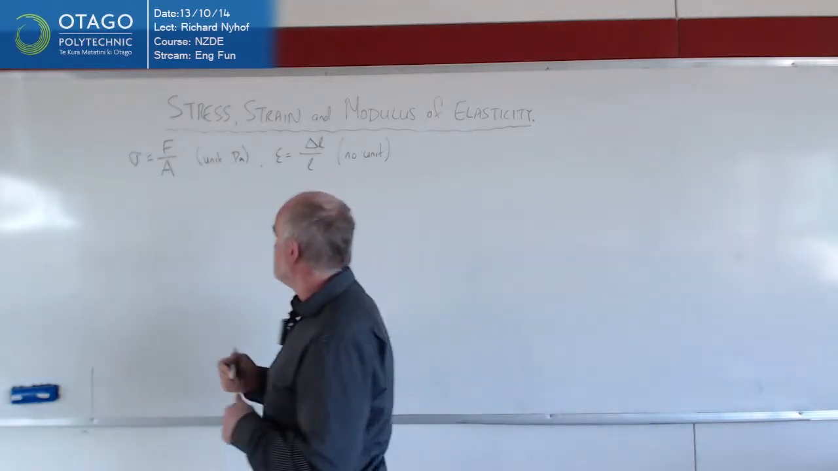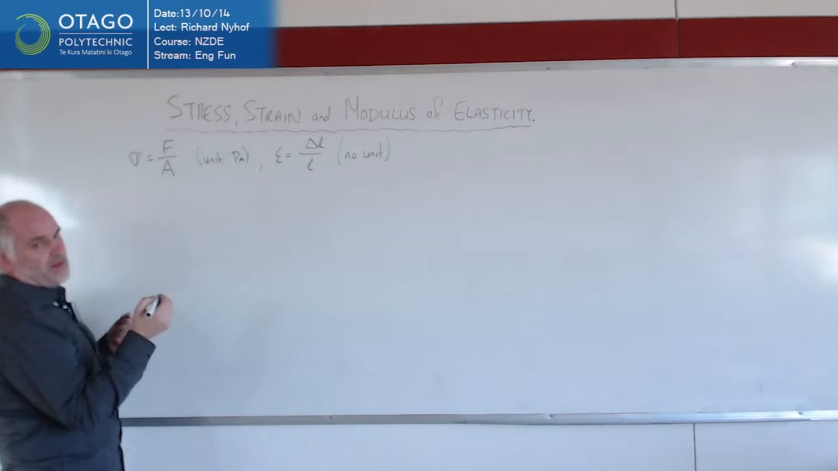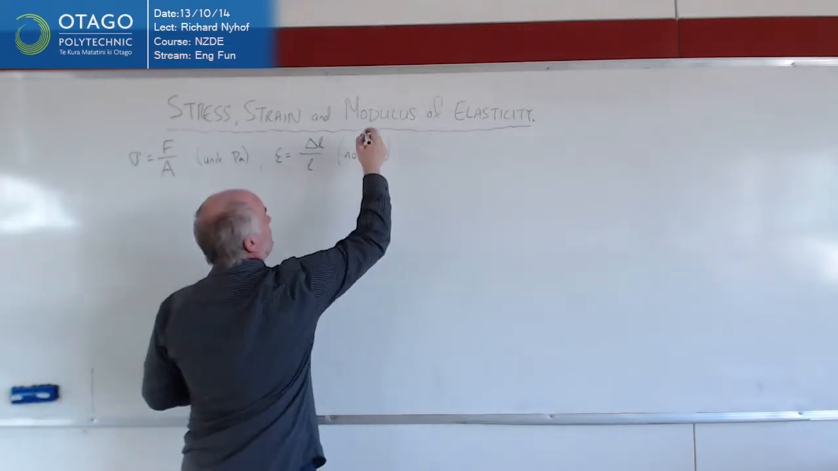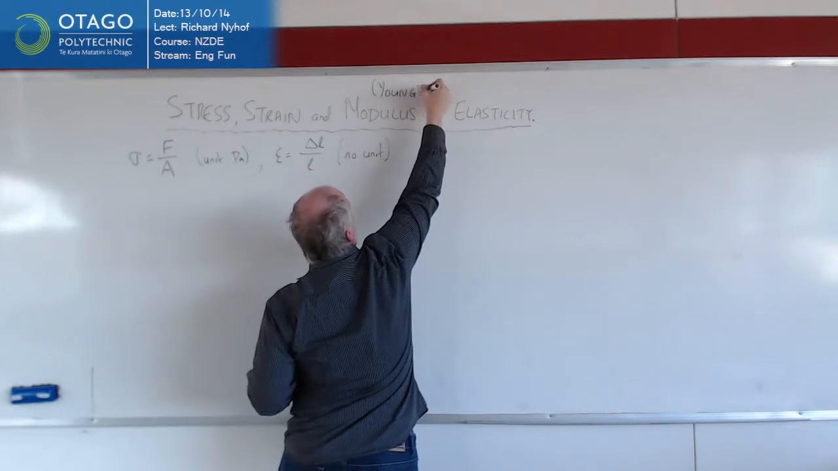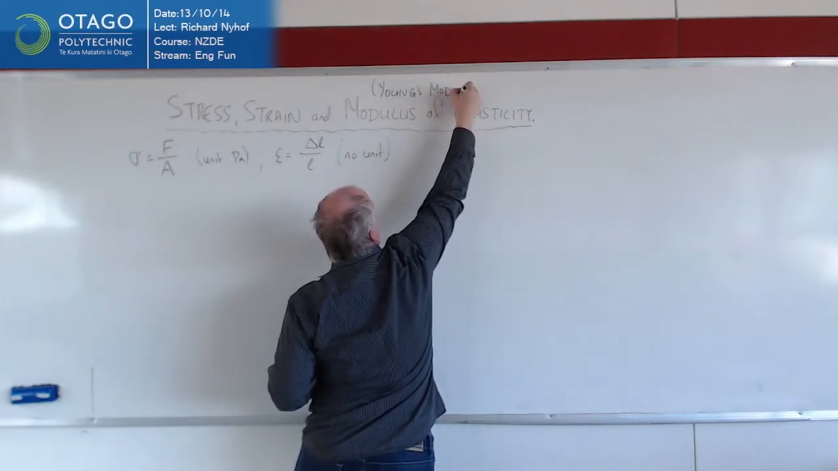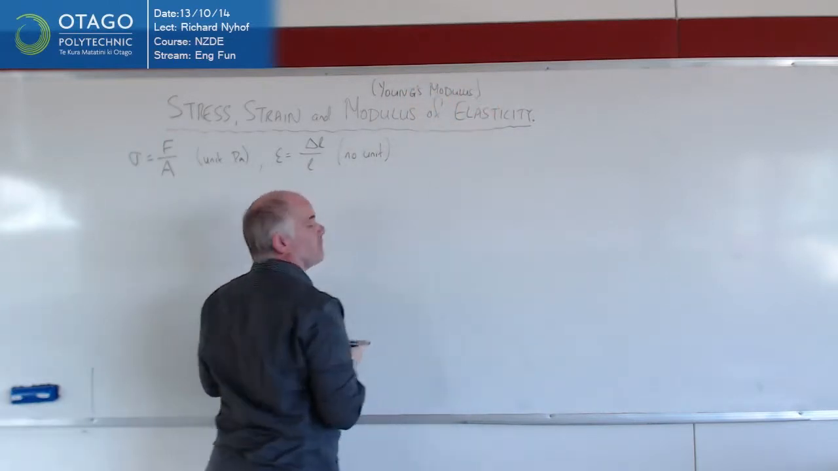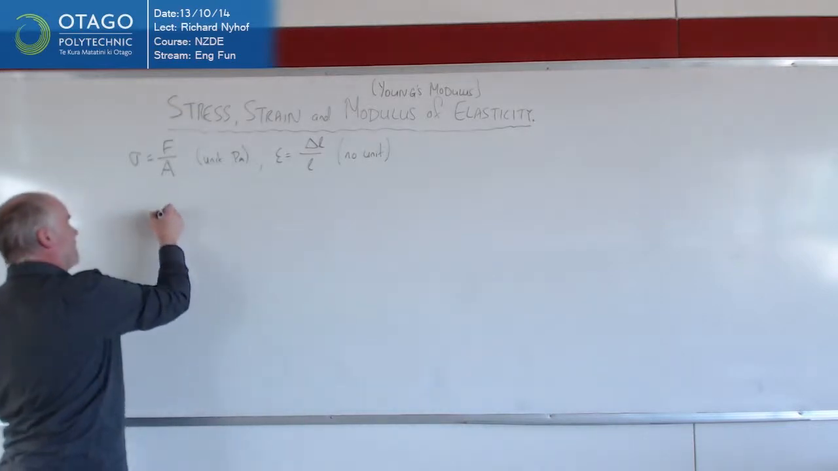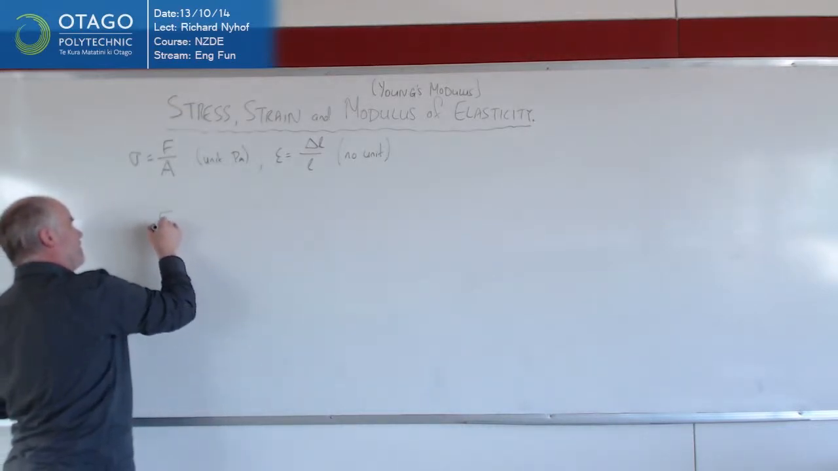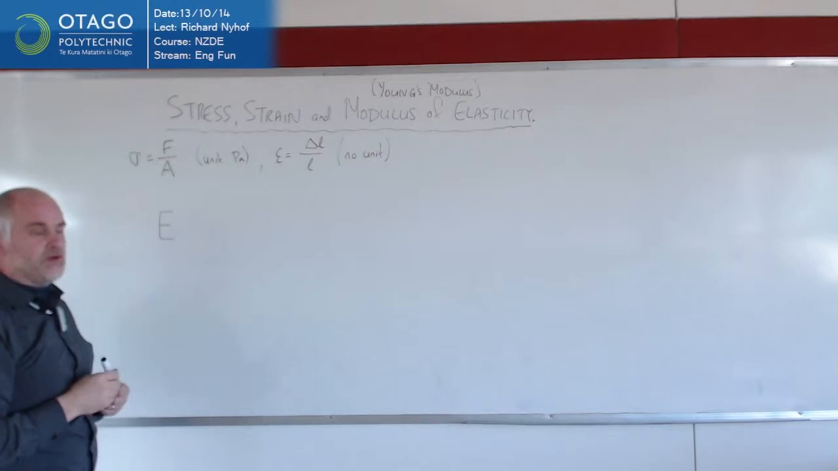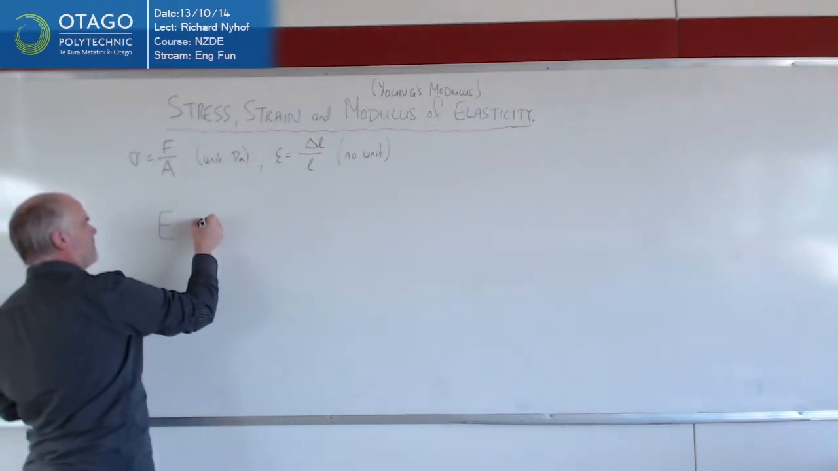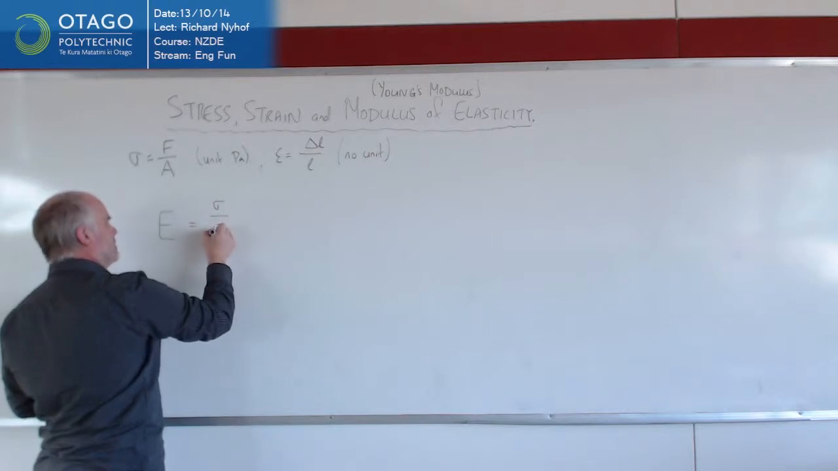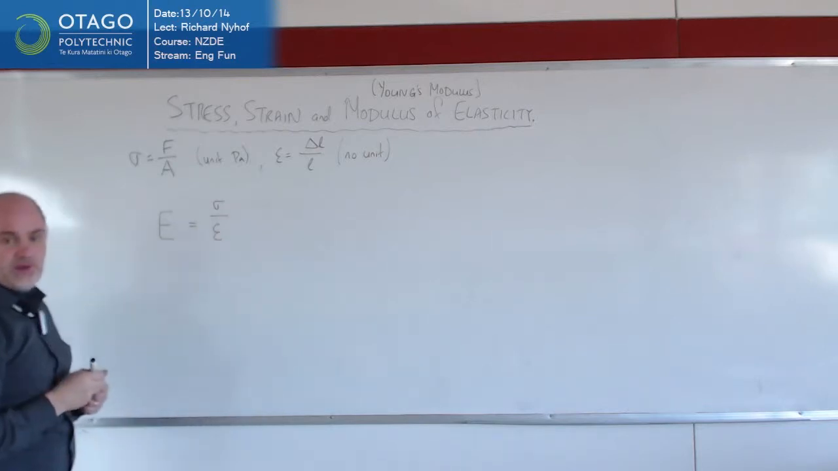And what we use is a thing called the Modulus of Elasticity, which is also often referred to as Young's modulus. And the symbol we use for that is a big capital E. So it's Modulus of Elasticity or Young's modulus. And the formula for that is that it's stress divided by strain.